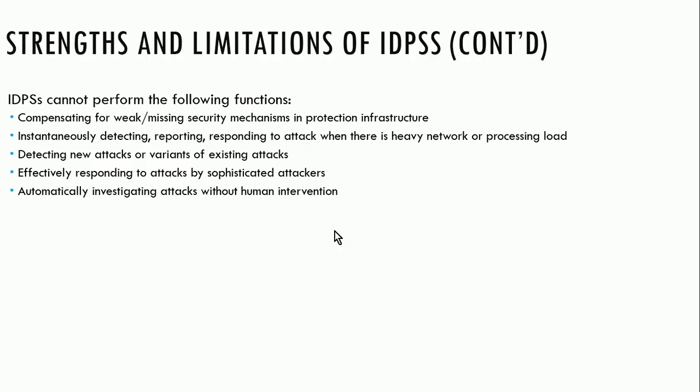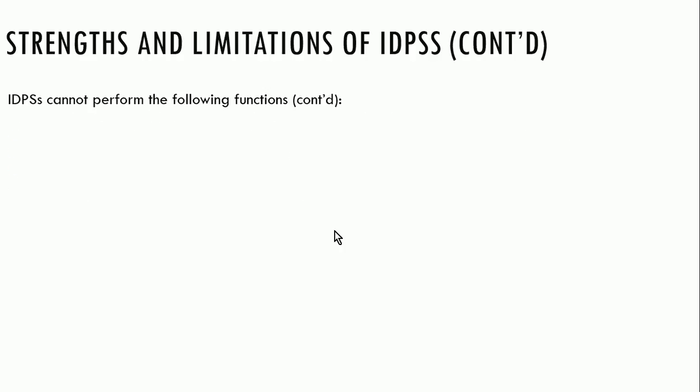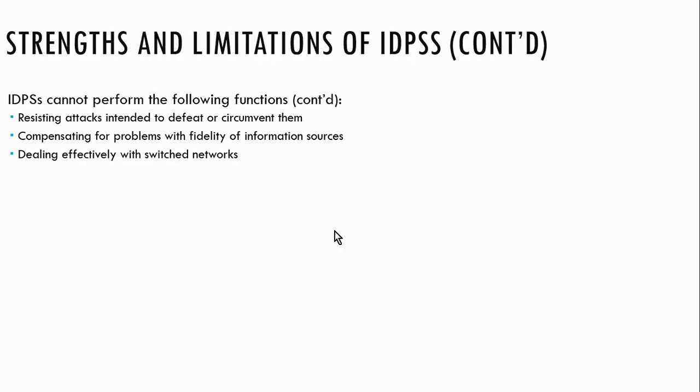Detecting new attacks or variations on existing attacks. Until we get really good artificial intelligence, we're not going to have really a good way of detecting these new attacks, although it seems like systems are getting better at that. Effectively responding to attacks by sophisticated attackers when it's not within a known pattern. They're not very good at thinking on their feet like a human is, and automatically investigating attacks without human intervention. So these are some of the things that you really can't rely on an IDS to do. It's important to be aware of some of these things that they're not very good at.